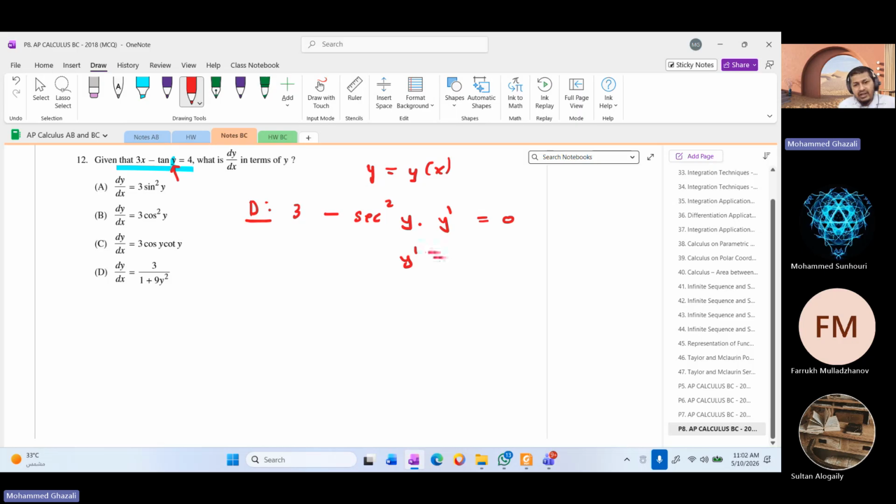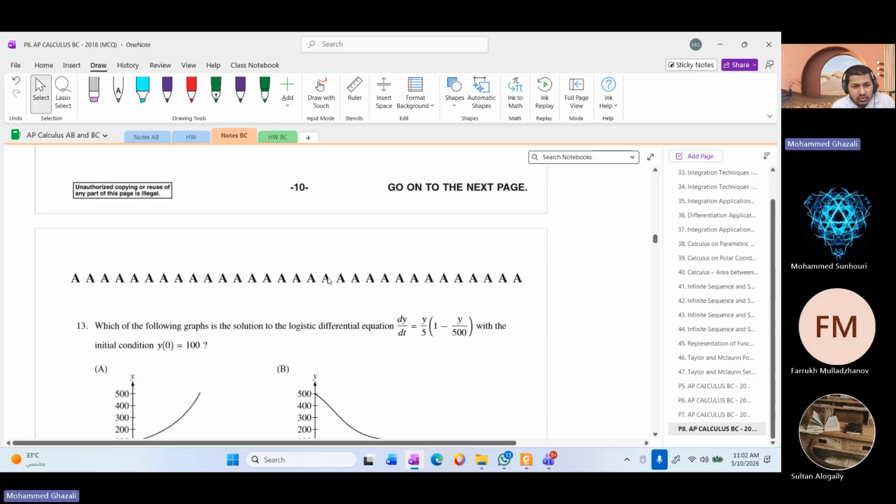So what's y prime equal to? Take the 3 over, it becomes negative 3 over negative sec squared y, which is positive. And what is 1 over sec? Cos. So 3 cosine squared. So the answer is B. Nice. Next question.